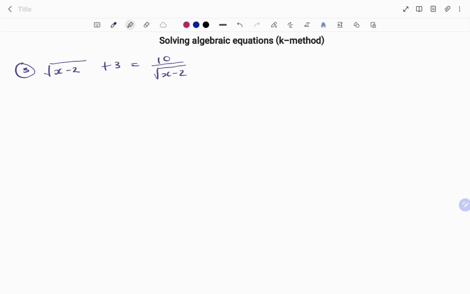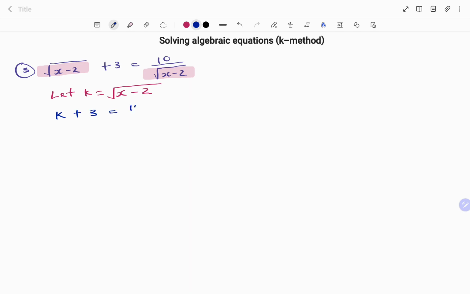In this example, I can see that root of x minus 2 is common, so that will be my k. So therefore, I'm going to have let k equal square root of x minus 2. So wherever I have square root of x minus 2, I'm going to replace it with k. The whole essence of using the k method is to make our equation easier to solve.